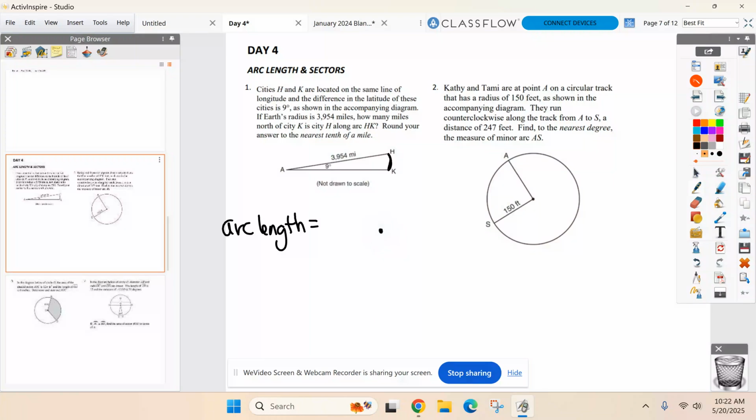2 pi r. Which is, I was using circumference. I use pi d, but yes, you can use 2 pi r. I use pi d, and then what do I have to multiply it by? The arc measure. Perfect. Arc measure, which is in degrees, over 360 times its circumference.